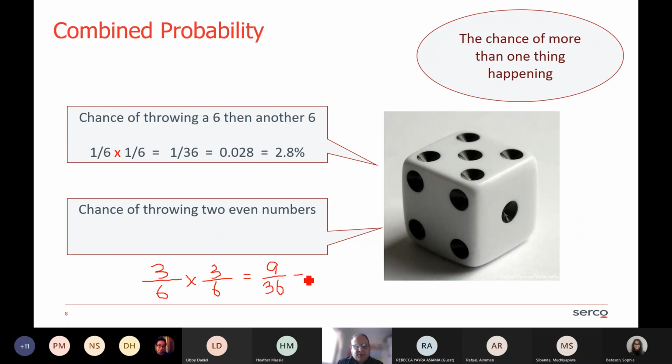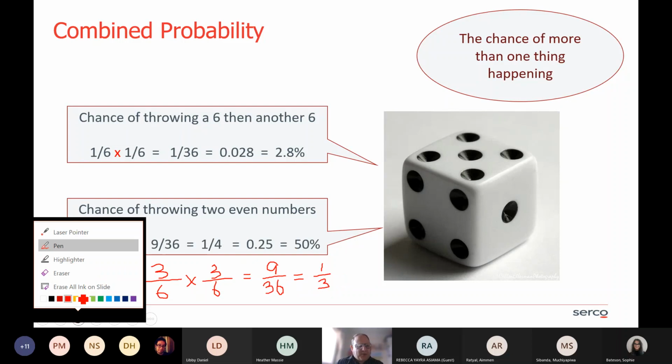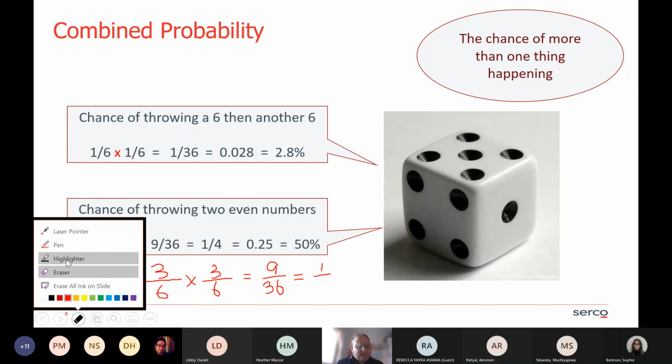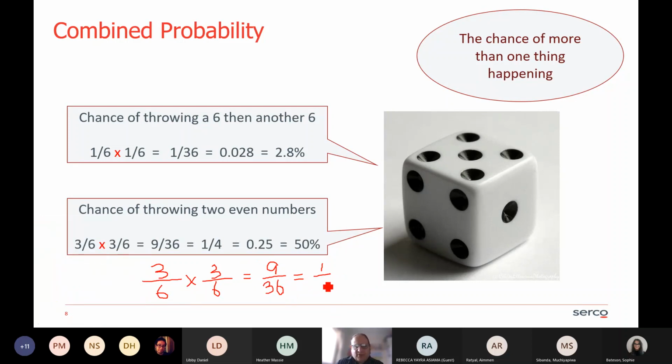And at this stage, we know that 9 goes into 36 3 times, so that's actually the same as a third. Sorry, my fault, 4 times. Right, easier if I do my correct maths, wouldn't it? So 9 goes into 36 4 times. So it's the same as a quarter.